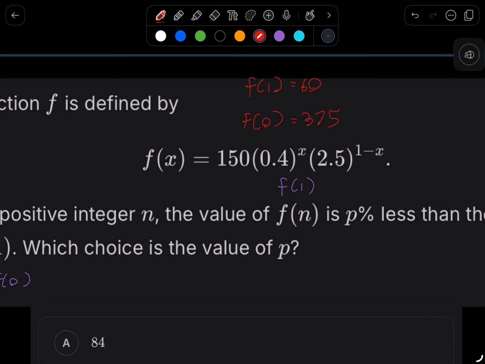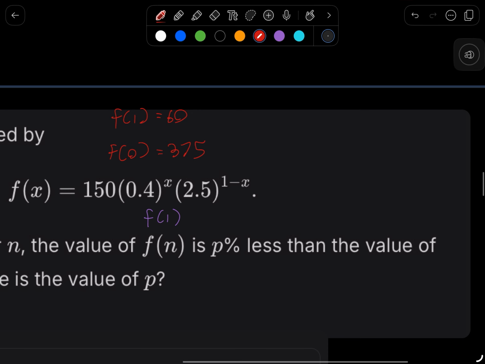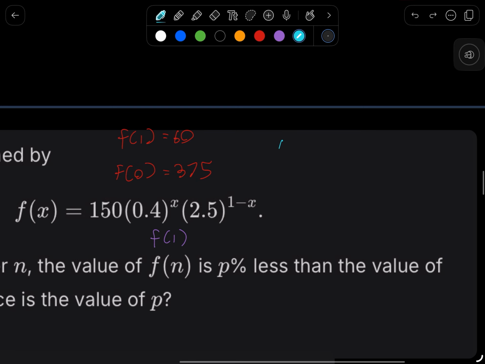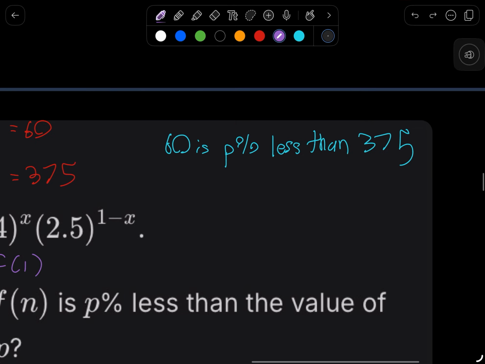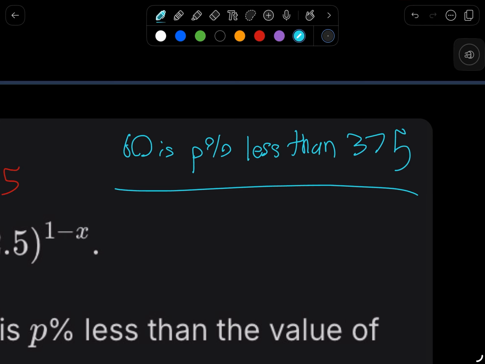So now we have two values, and we have to find out that p%, right? How much is 60 percent-wise less than 375? How do we do that? So once again, right, 60 is p% less than 375. And we can make that conclusion because I just plugged in numbers, right, for n. How do you do this? How do you write this as a mathematical statement?